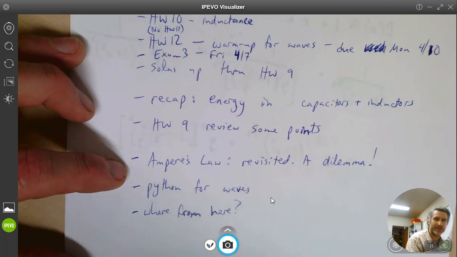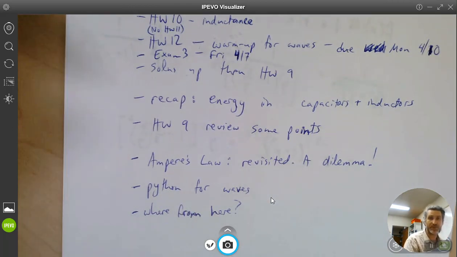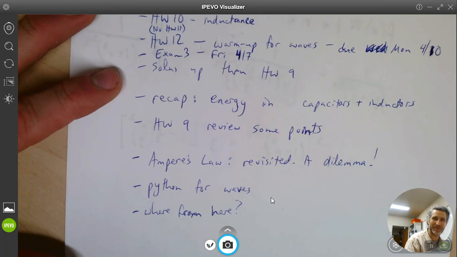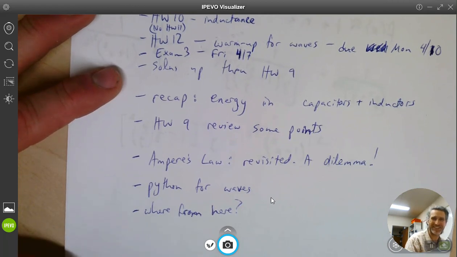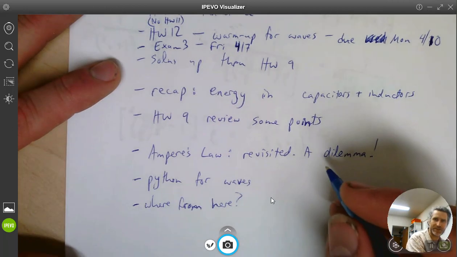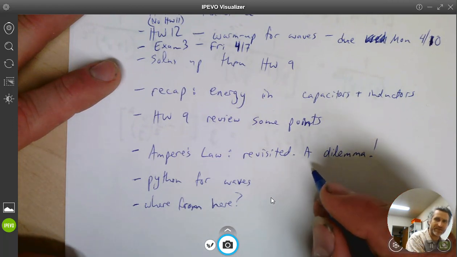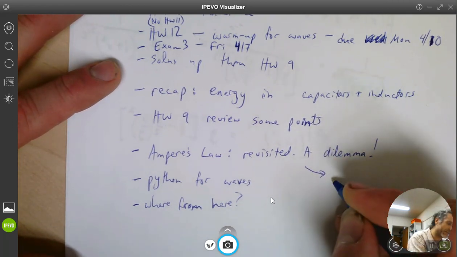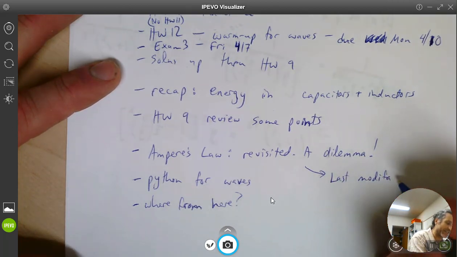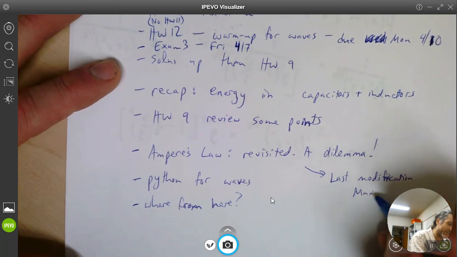Then I want to get to the meat of some new material today, which is looking at Ampere's law revisited. There's kind of a strange dilemma that we're going to come across that maybe doesn't appear obvious how to solve, but it's actually going to be our way into understanding electromagnetic waves. It's a very important point, and it's going to lead to our last modification of Maxwell's equations. It's really exciting. So, modification of Maxwell's equation.